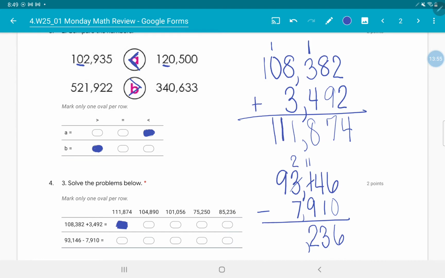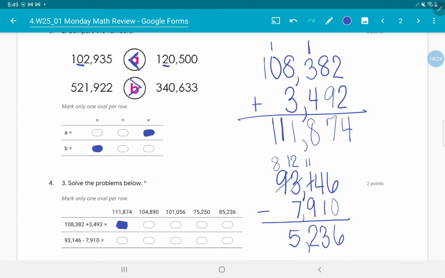2 minus 7, but you can't do that, so you have to borrow. Okay. So that 9 becomes an 8 and the 2 becomes a 12. So now I have 12 minus 7 is, and 8 minus nothing is, very good.